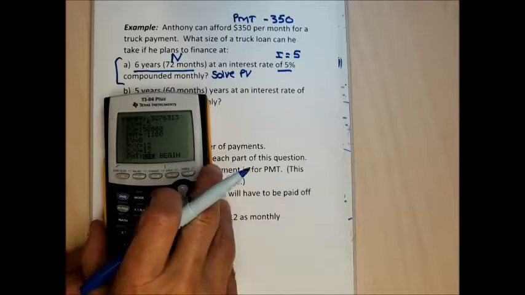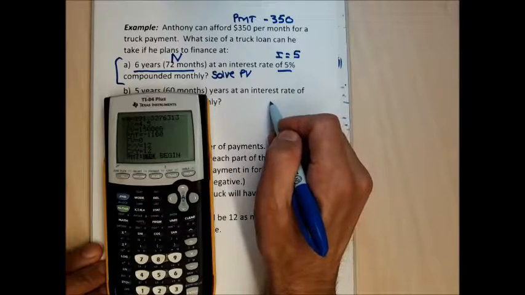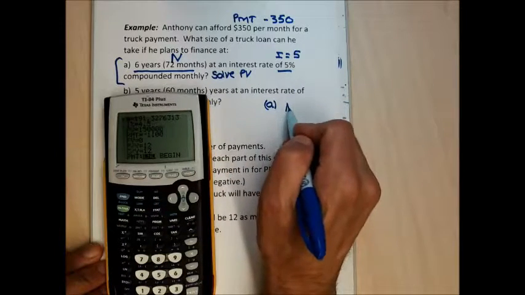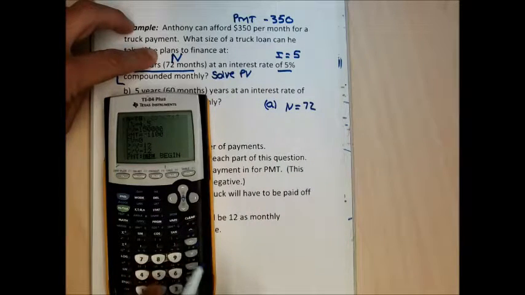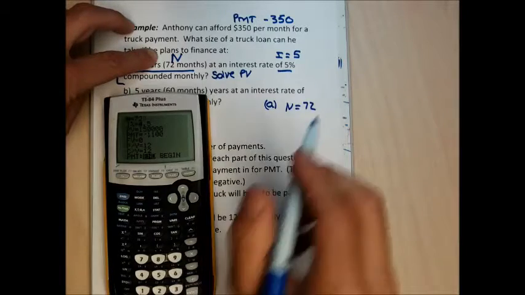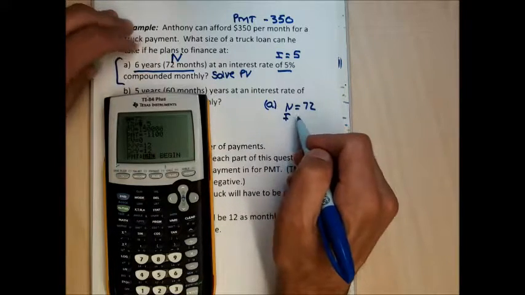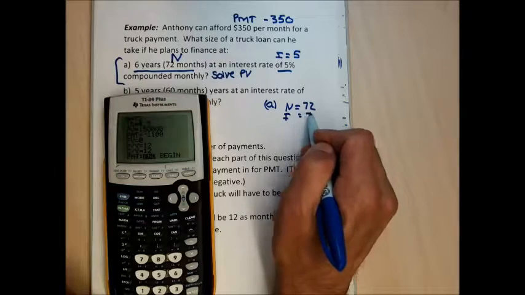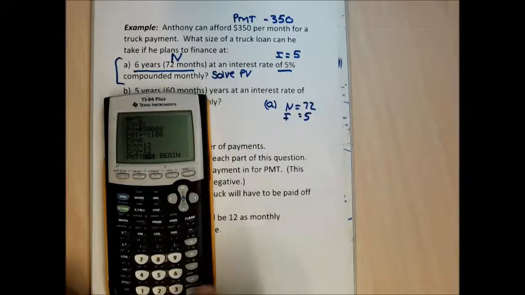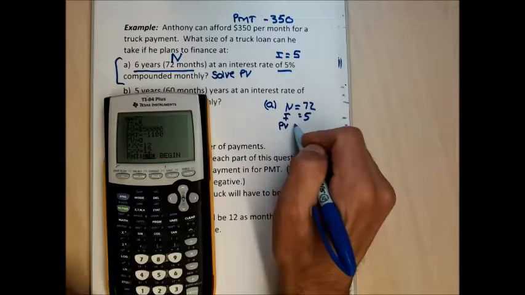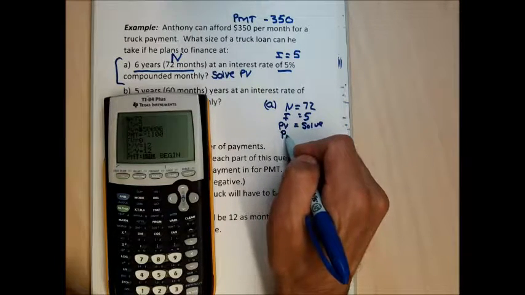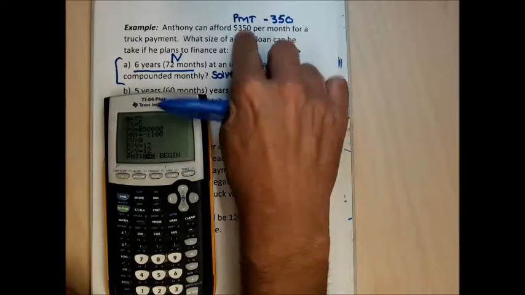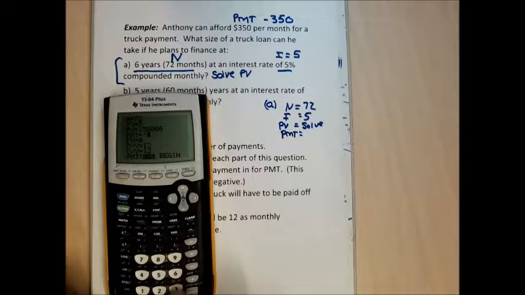So let me try to figure this out. For this problem, part A, I'm going to put 72 in for the N because that's his first. He'd like to finance for 6 years if he can get a good enough loan. For the I, I'm going to plug in the 5%. The PV, that's what I'm going to solve for. The payment should be in as a negative, and he's affording $350 a month, so I'm going to put negative $350 in for the payment.